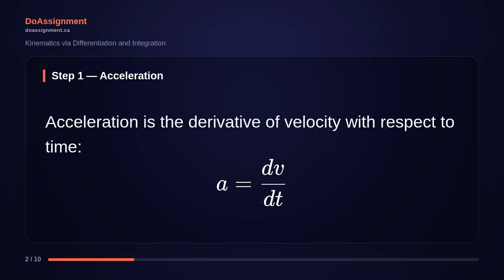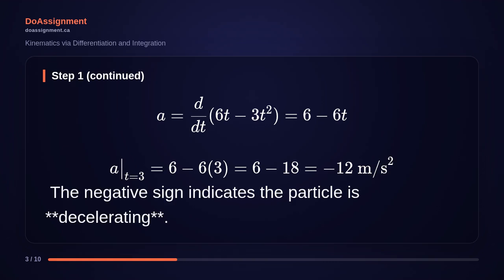Acceleration is found by differentiating the velocity function with respect to time. Differentiating gives a equals 6 minus 6t. At t equals 3 seconds, a equals 6 minus 18, which equals negative 12 meters per second squared. The negative sign means the particle is decelerating.